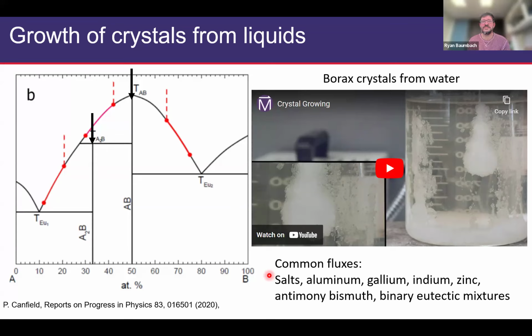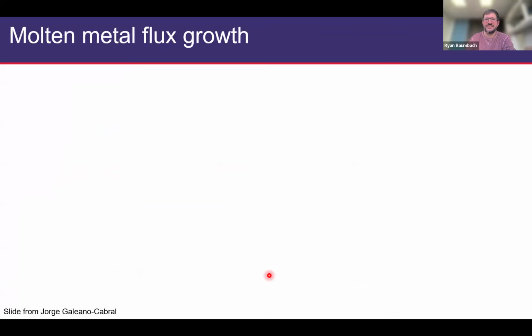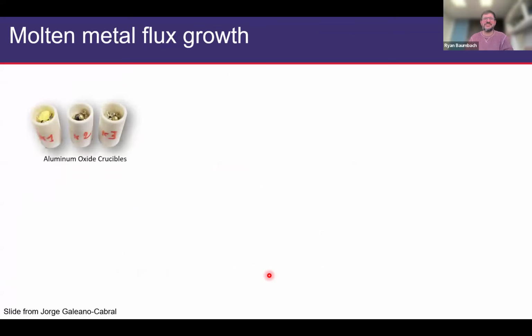It can be more or less anything you can imagine, right? But some of the usual suspects are salts, aluminum, gallium, indium, zinc, antimony, bismuth, and then you can go beyond that and think about binary eutectic mixtures. You can even push this further and think about hydrothermal situations. I've seen cases where people used oils, more or less anything where you can get one substance to dissolve into another. All right, so what is the idea here?